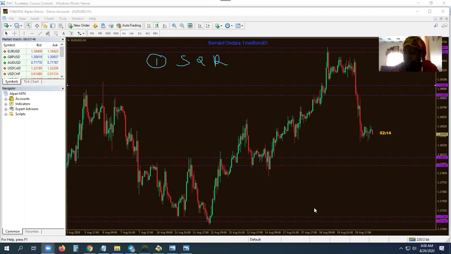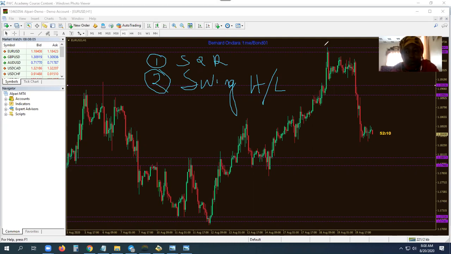Then we had a second rule: a strong support and resistance could be a swing. This could be a swing high or a swing low. What we were saying is, if you see the highest level on your chart, for example, on the whole chart, this is the highest level. That is my swing high.